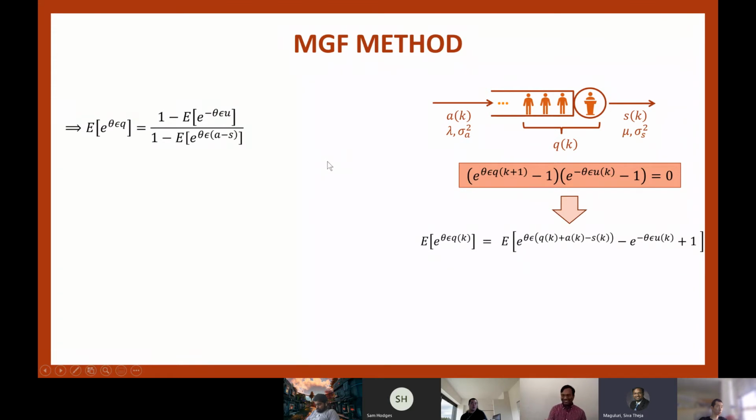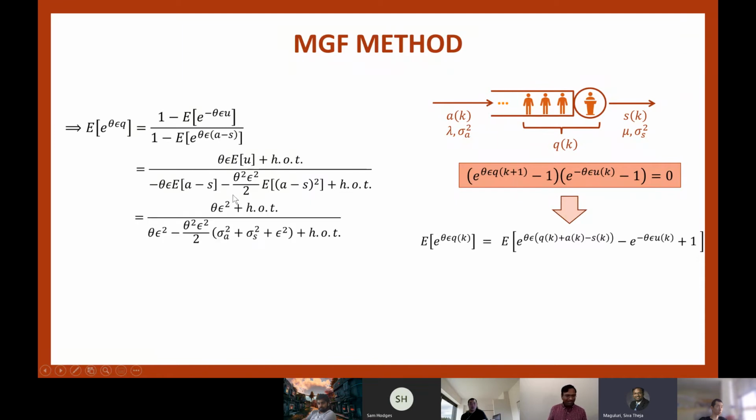So what we do is we do Taylor series. So in the numerator, I expand this in Taylor series, but I only go up to the linear term. In the denominator, I go all the way up to the second order term. And that turns out to be the right thing. And it's not too hard to show that expectation of u is epsilon. Expectation of a minus s is lambda minus mu. That is also epsilon. Then essentially, the second moment can be written in terms of the variance and mean square. Now I can cancel this theta epsilon squared terms and then take the limit. Then essentially I get something that looks like this. 1 over 1 minus theta times the average of variance.